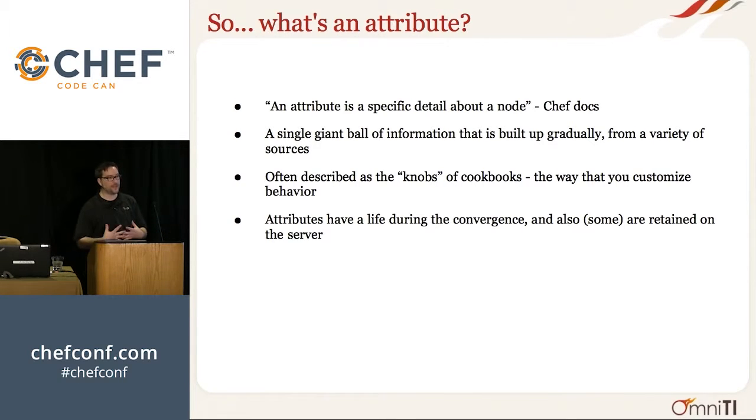So attributes have a life during convergence, in other words, during the actual execution of the Chef client or Chef solo, and that's mainly what I'll be focusing on today. But at the end of every run, if there is a Chef server involved, some of the node's attributes also get saved back to the server. Mostly I won't talk about that much, but those are the attributes that are used when you are doing searches and that sort of thing.